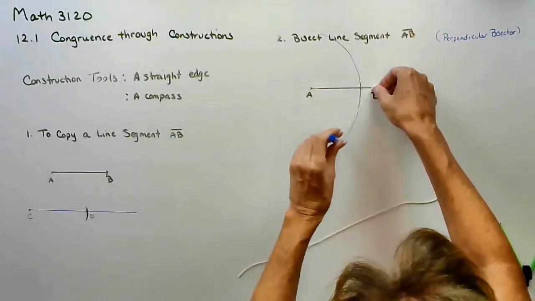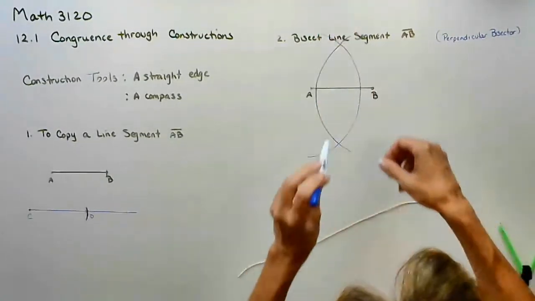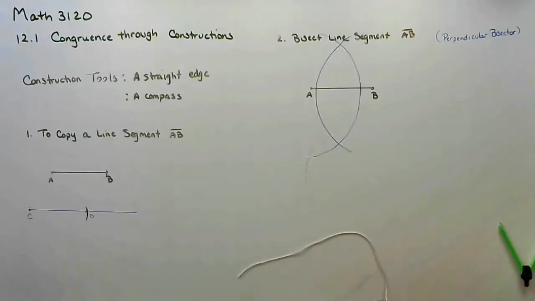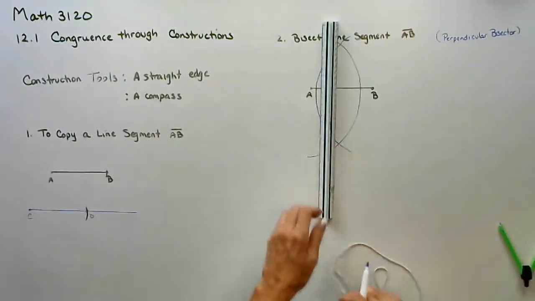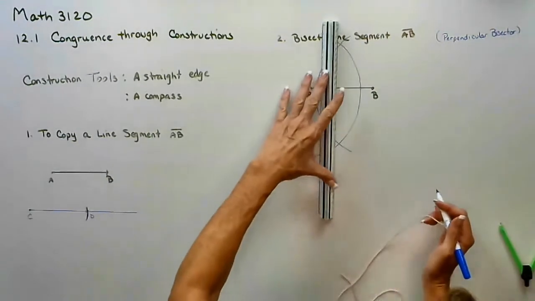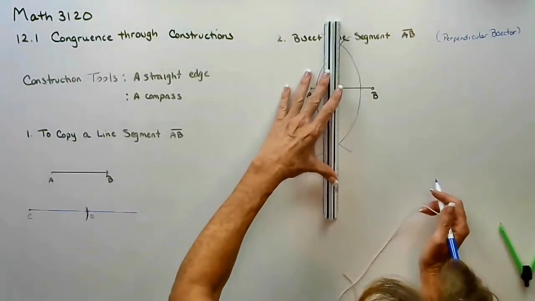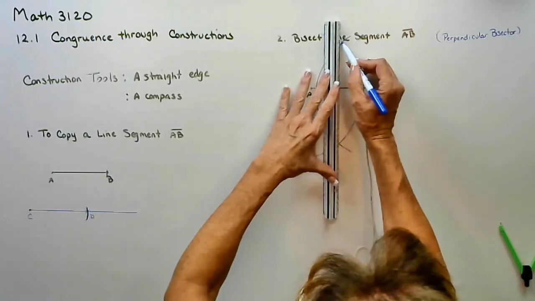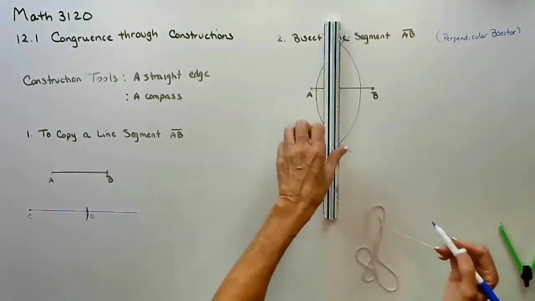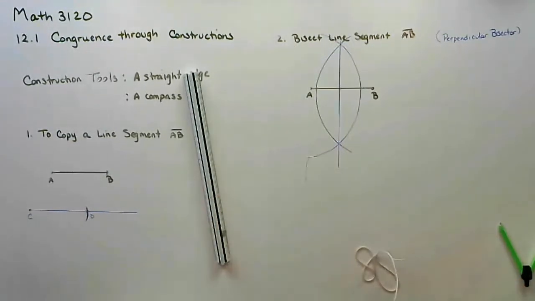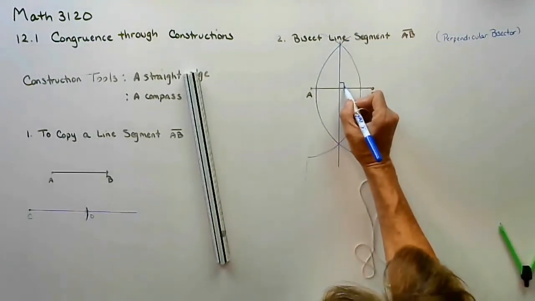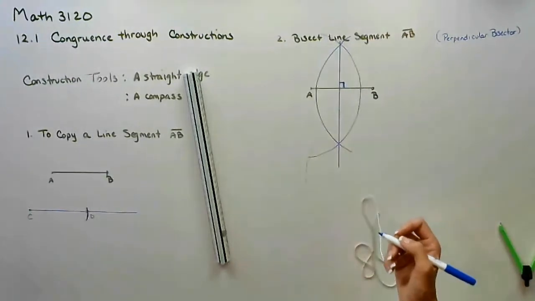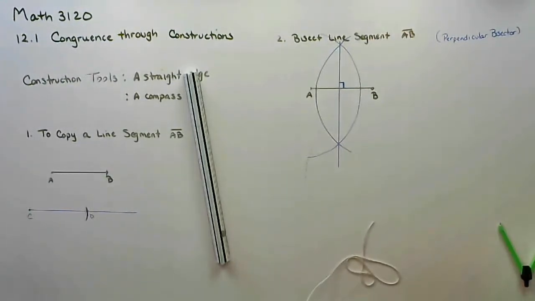I am going to swing an arc. You'll notice that they intersected each other. I'm going to take my straight edge, line up those points of intersection, and if I line up these points of intersection, mine might be a little off because mine slips on the whiteboard, but you'll notice this line is now perpendicular and it bisects it. How do I know?